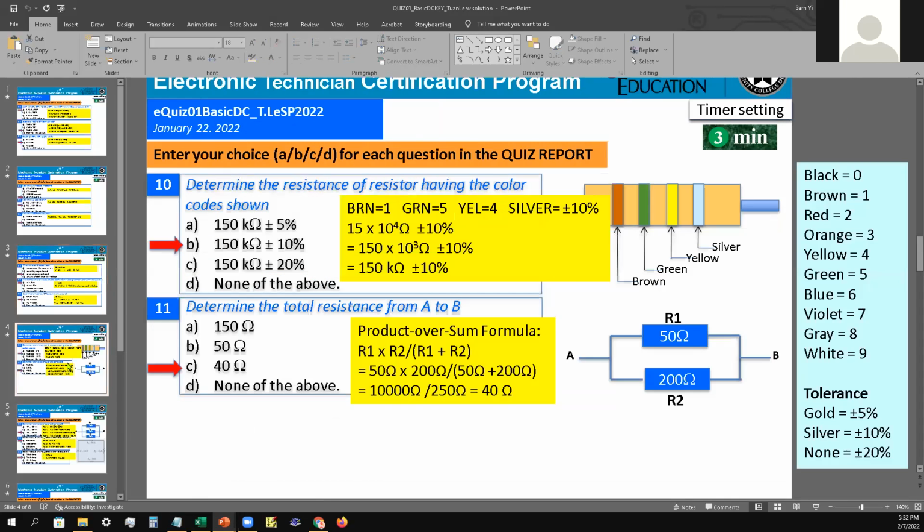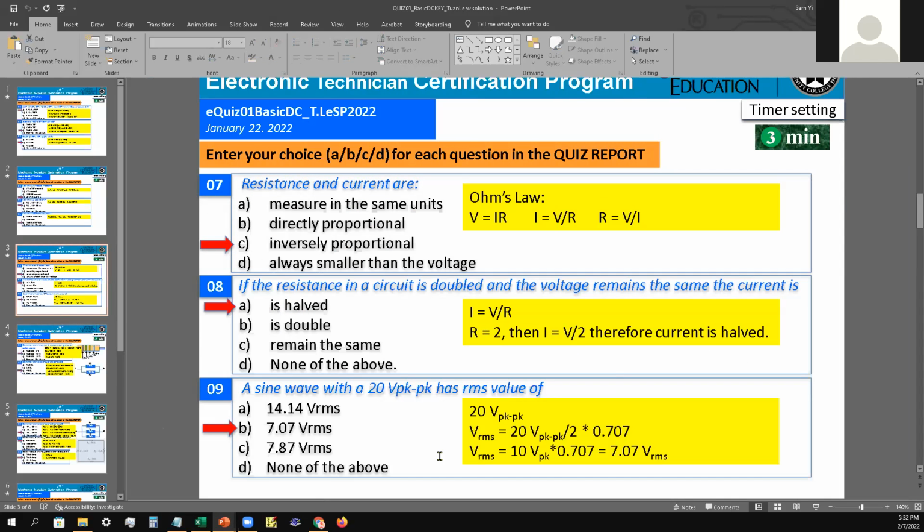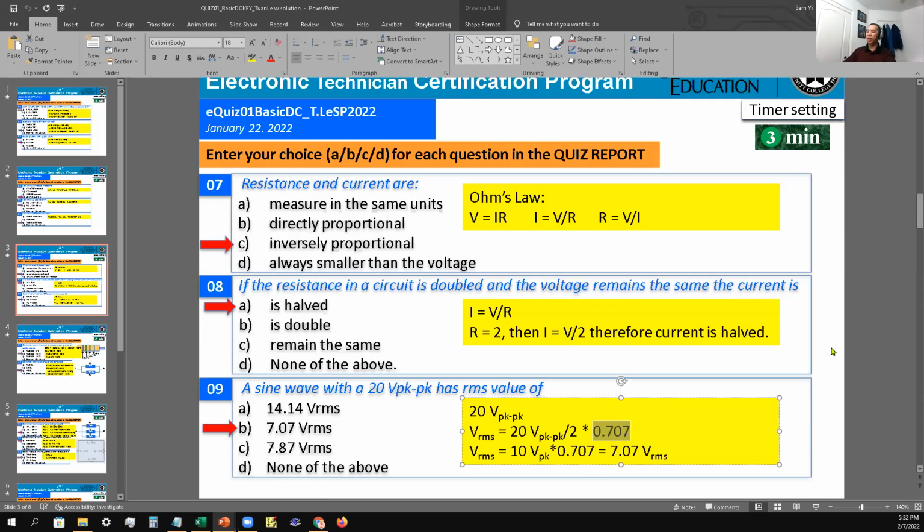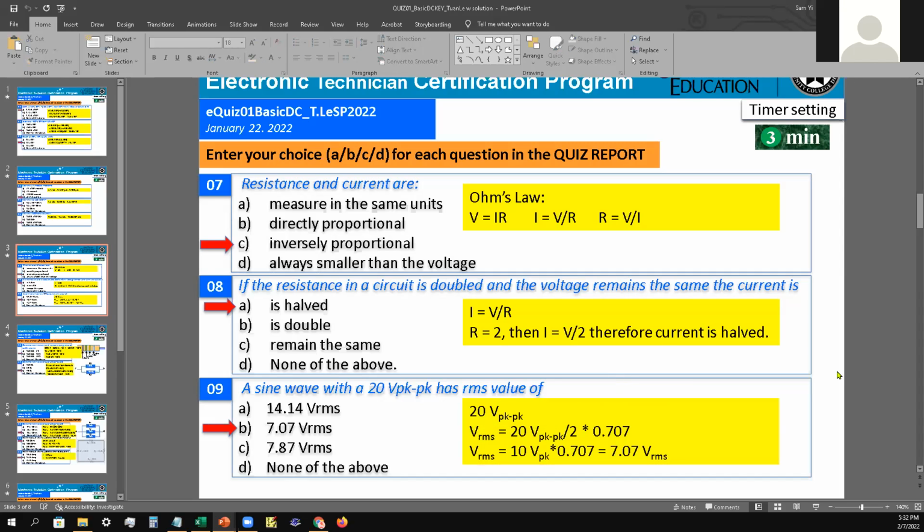No questions? Yeah, I have a question for number 9. The 0.707, where can I find that, and why is that? It's like a constant, almost like pi. Everybody knows to use the value of 3.14 for pi. This one, the engineers did a calculation, and that's the constant value we always use to convert something in peak to peak to a VRMS value.